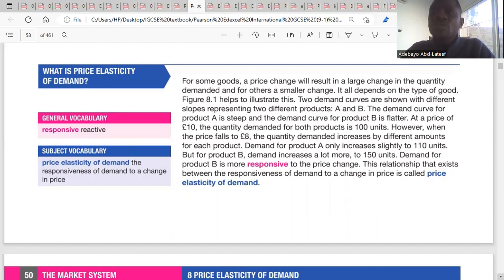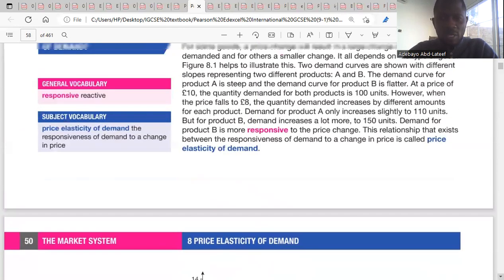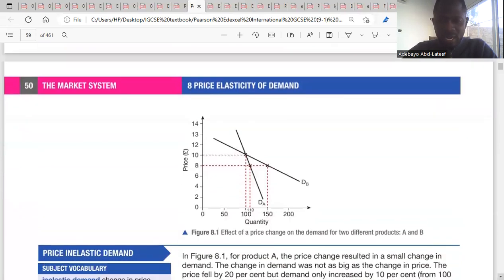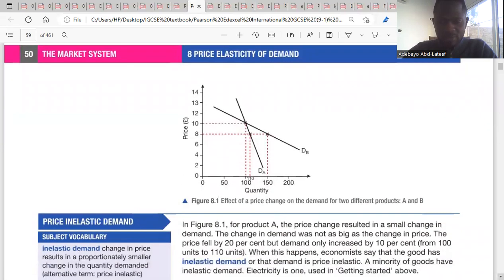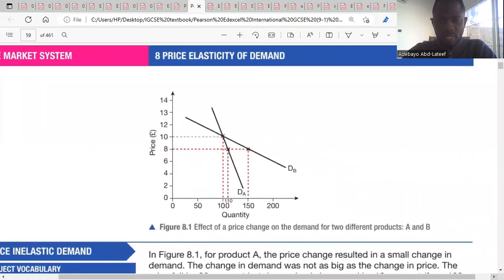So that's why we said it is the degree of responsiveness of the quantity demanded of a product as a result of a change in the price of the product. So we have price inelastic demand. Before we go down, look at the graph here. Can you see the graph there? For product A and product B, Figure 8.1. Are you there?